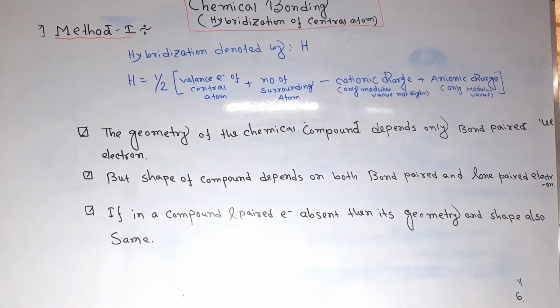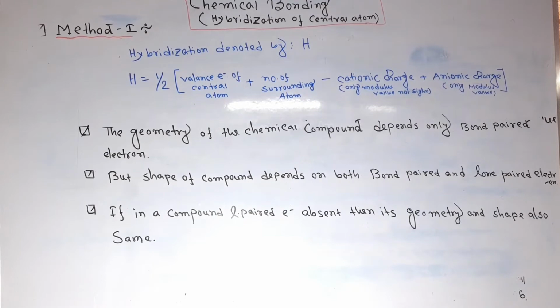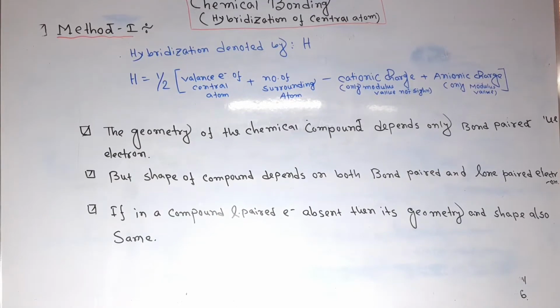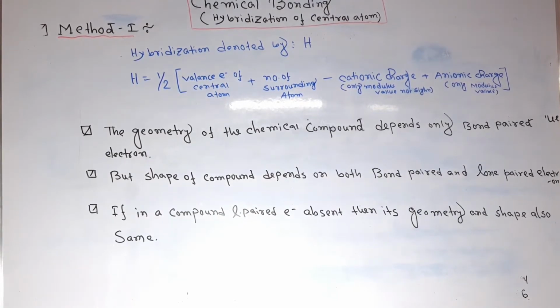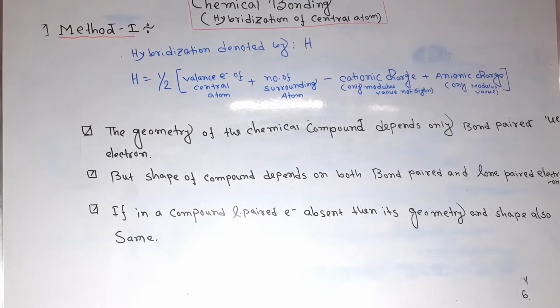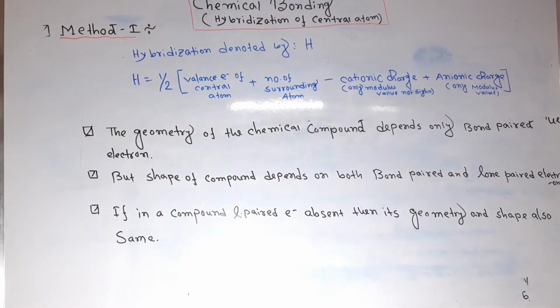In a particular compound, we know from the Lewis dot structure the number of bond paired electrons, the number of lone paired electrons, and their formal charge. The geometry of the molecule or compound depends only on bond paired electrons, but the shape of the compound depends on both bond pair and lone paired electrons. Last point: if lone paired electrons are absent in a compound, then its geometry and shape are also the same.